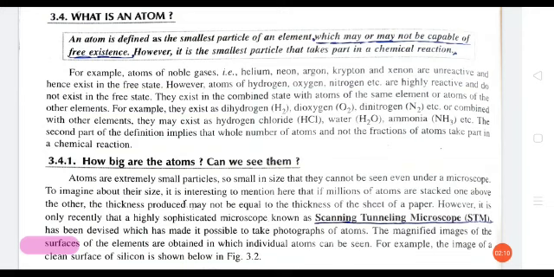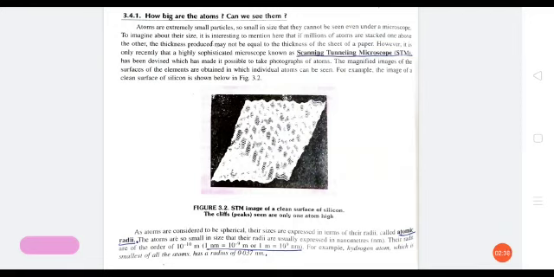are highly reactive, hence exist in combined state. For example, HCl. Here, highly reactive hydrogen is combined with chlorine, making it hydrogen chloride, and it is similar for H2O as well as NH3. Okay. Now, next is how big are the atoms?